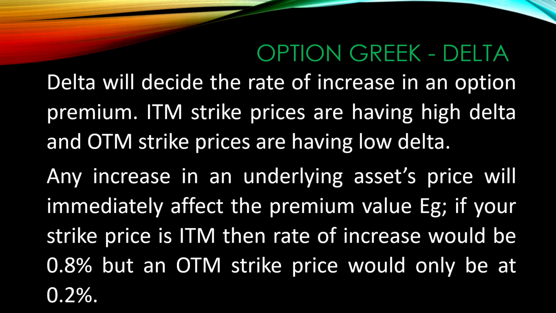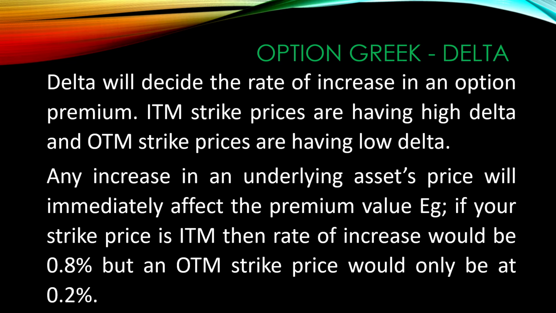Then when it is moving up, the share value of Tata Motors is going from 610 or 600 to 615, 620. The premium will be increased at 0.8%. But if you are buying an out of the money strike price, that is 675, your premium value would be less, but when the price moves up, the rate of increase is only 0.2. So you are not going to make profit very fast.